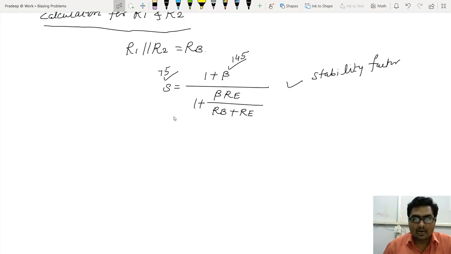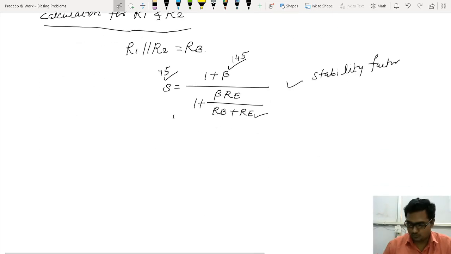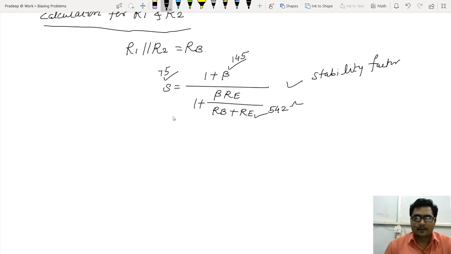The value of Re, you have already calculated just now. We are done with this. It is 542. Now see, from this equation almost all values are given. The only thing we have to calculate is this Rb. Now it's purely your skill. Put in all those values of beta, stability factor and Re, and calculate the value of Rb.